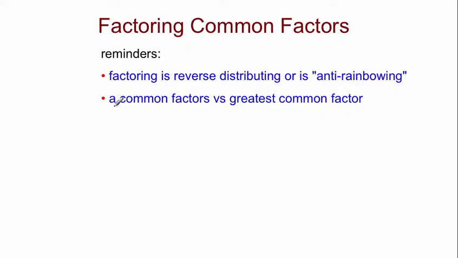Hi and welcome to an overview on factoring common factors. Before we start, a couple of reminders. For me at least, the idea of factoring can be most simply thought of as reverse distribution. And since I'm big on arrows and rainbows, I really just think of anti-rainbowing, and I hope that'll be clear as we go along. Another distinction is to make sure we're clear on what a common factor might be versus the greatest common factor.